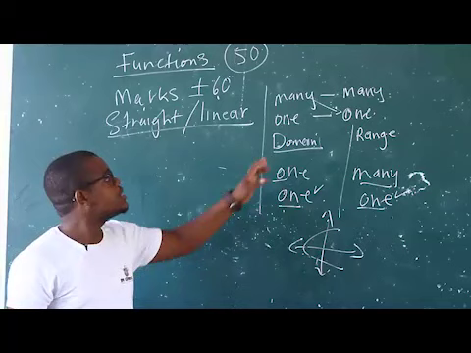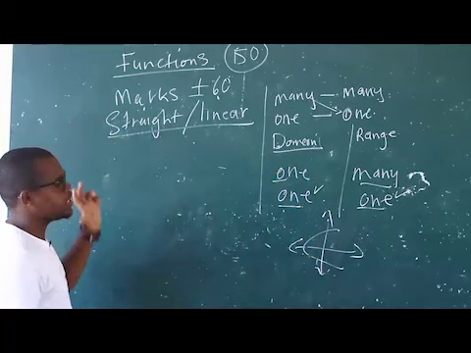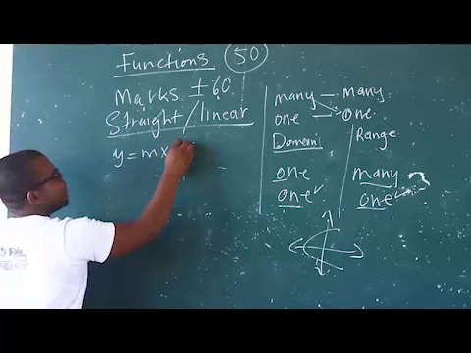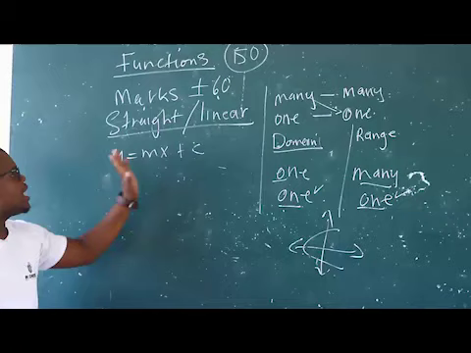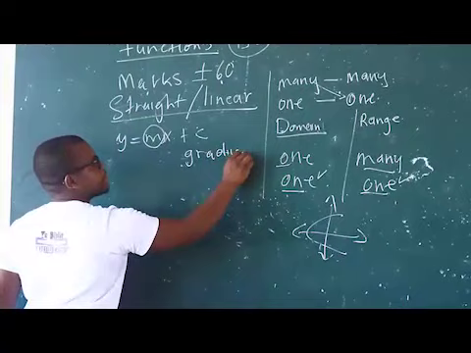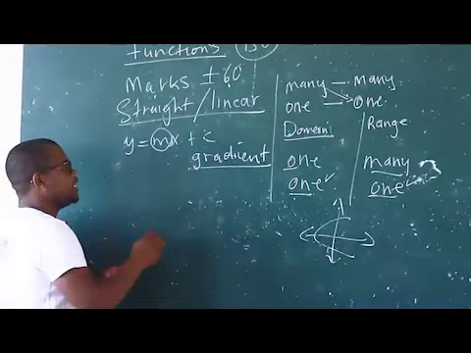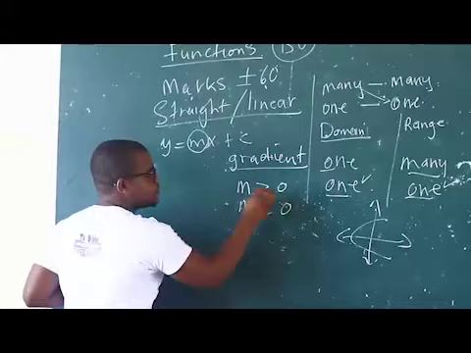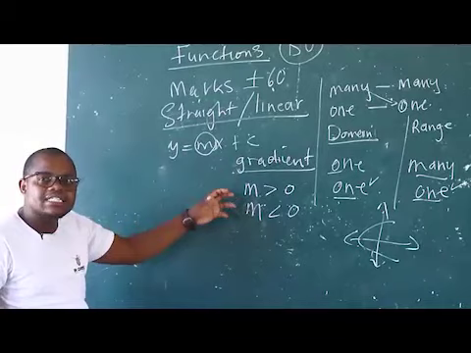Let's say now, assume it's a straight line. For a straight line, we have an equation that says y equals mx plus c. We are dealing mainly with our m. What is our m? Our m is our gradient, which we also call the slope. It is defined in two cases: m is greater than 0 and m is less than 0. So we have two cases, so let's look at how our straight line or linear equation behaves.